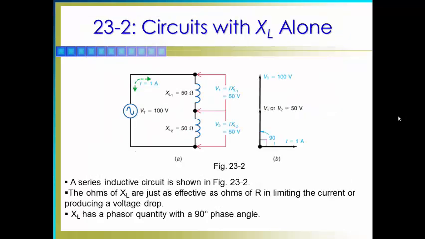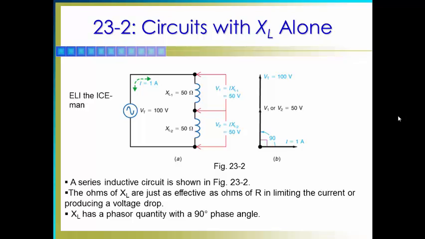Suppose we have a circuit with only inductance in the circuit. In that case, for the inductance, the voltage leads the current. If you look at the two inductances in this case, they are each 50 ohms, so they will be in series with each other, and they are additive. So they add up to be 100 volts, which is applied from the source. And of course, there's a phasor relationship here between the inductive current and voltage waveform, which is 90 degrees.